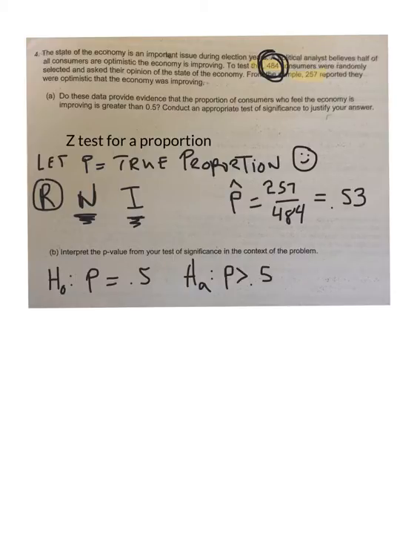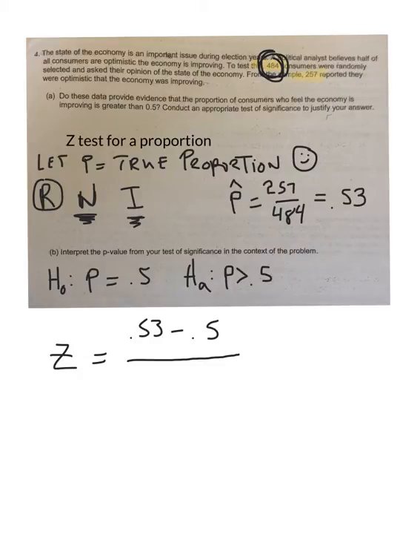Oh, I almost forgot about the null hypothesis and the alternative hypothesis. So we're just going to say that we're going to assume no change, that 50% of the people feel good about the economy, versus we think that it's more than 50%. Okay, so how do we set this thing up? Well, it's going to be like this. The thing that we're interested in is 0.53, our sample proportion, minus 0.5. And then we're going to divide that by the standard deviation.